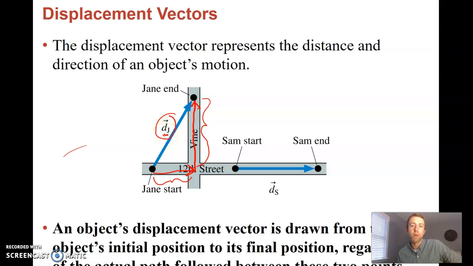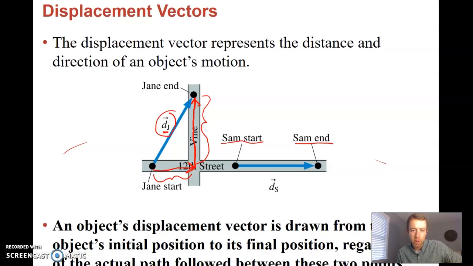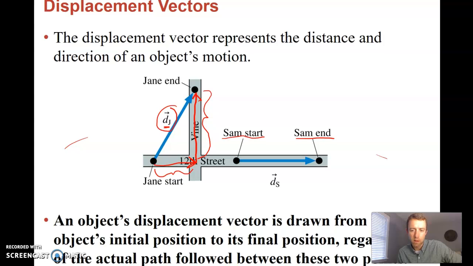These two displacement vectors added together equal this blue displacement vector D3. And then we have Sam, which is a little more simple scenario because Sam's just walking east. Sam starts over here on 12th and ends up further down 12th, going east. So it's drawn from the object's initial position to the object's final position.